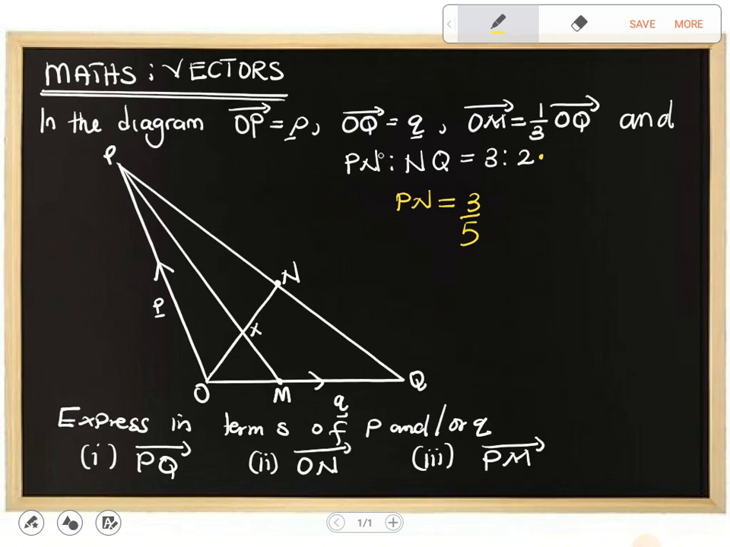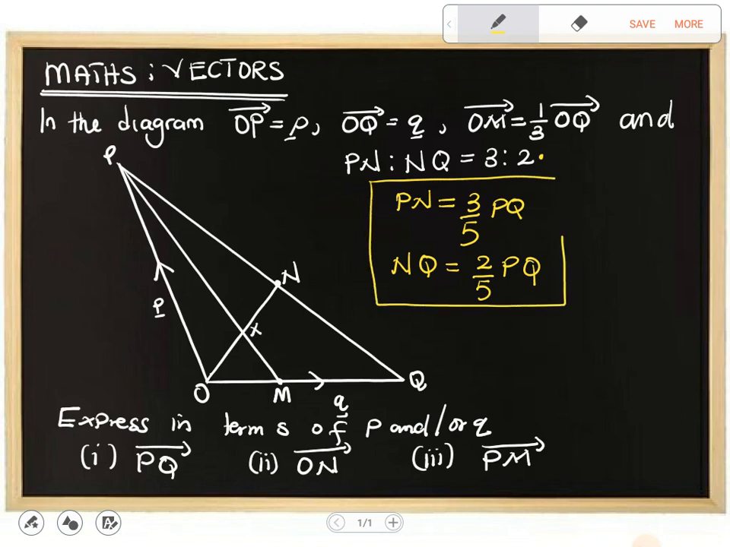Now, when you cancel out N and N, what do you remain with? PQ. So it's 3 of PQ. Out of NQ, NQ is 2, but 2 out of what? Total ratio 5, of what? Of PQ. This is how we interpret the ratio. I hope we are very much okay. So now that the ratio is done, we can proceed.